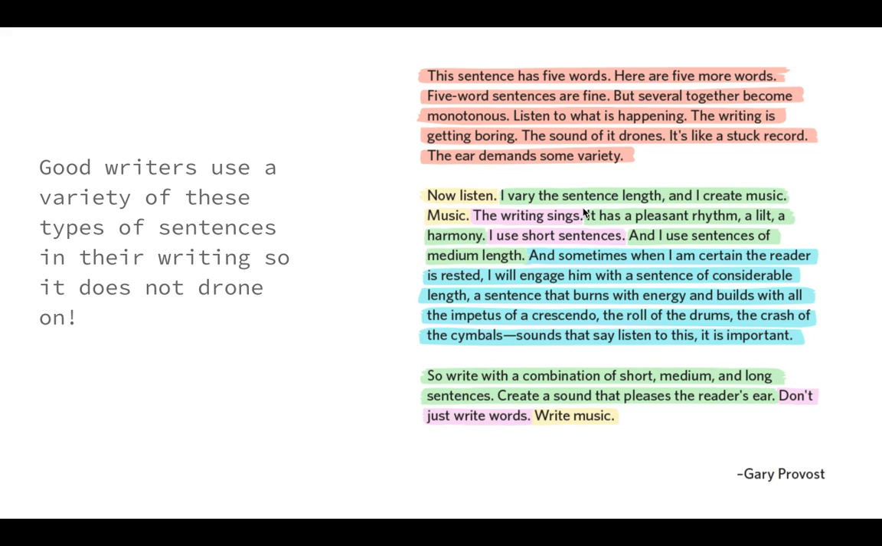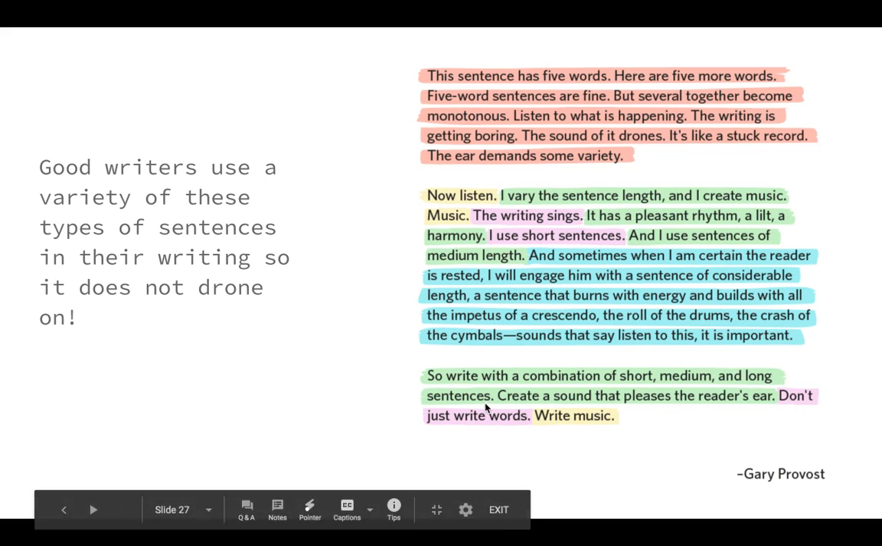Now listen. I vary the sentence length and I create music. Music. The writing sings. It has a pleasant rhythm, a lilt, a harmony. I use short sentences, and I use sentences of medium length. And sometimes, when I am certain the reader is rested, I will engage him with a sentence of considerable length, a sentence that burns with energy and builds with all the impetus of a crescendo, the roll of the drums, the crash of the cymbals, sounds that say, listen to this. It is important. So write with a combination of short, medium, and long sentences. Create a sound that pleases the reader's ear. Don't just write words, write music.